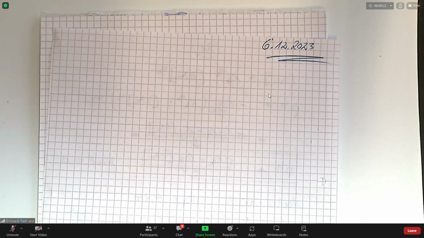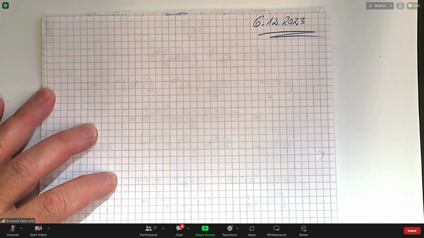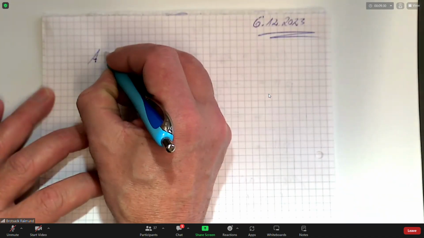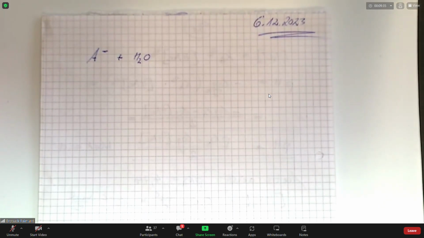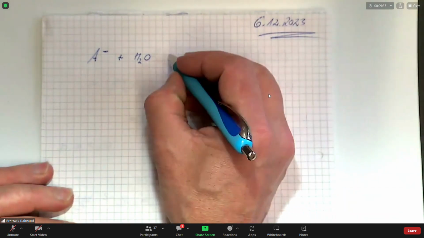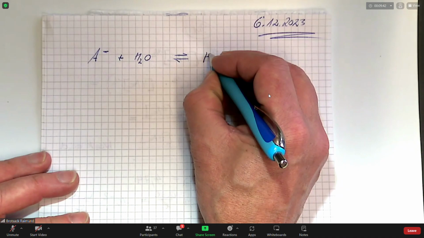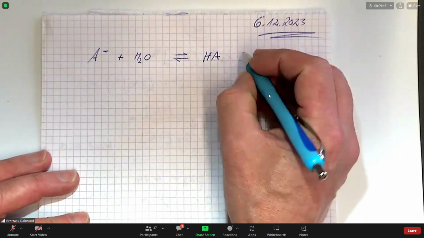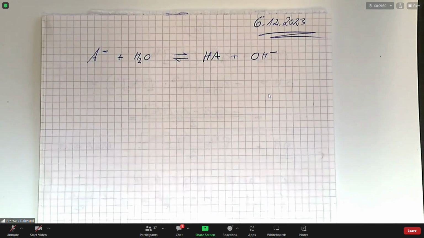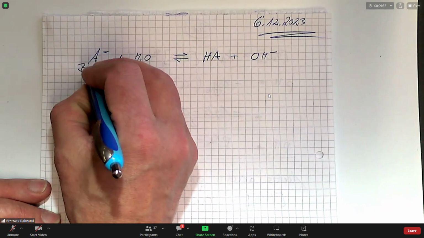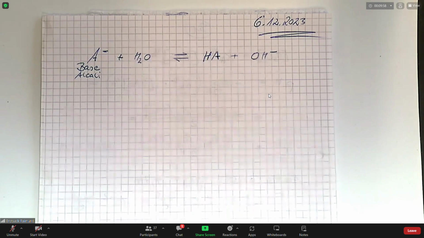Now, using the example of an alkali, it is the same strategy. We already know it. We have now an alkali, A minus, plus water, and we have an alkali which is accepting a proton, and OH minus is built. This is a base or an alkali. So alkalis are accepting protons.